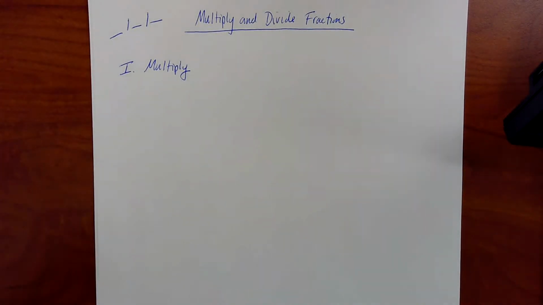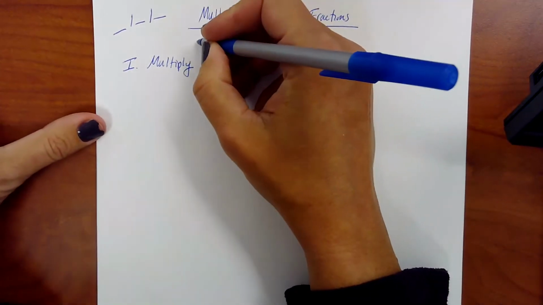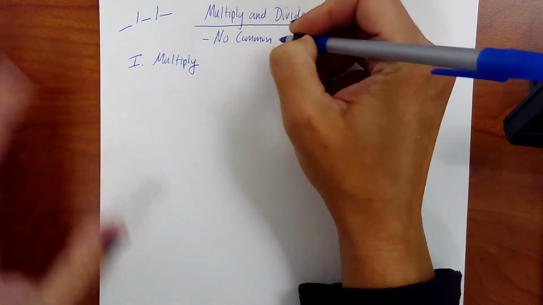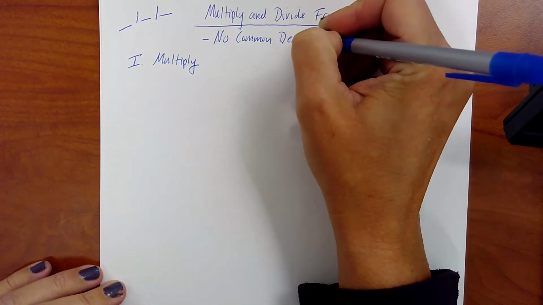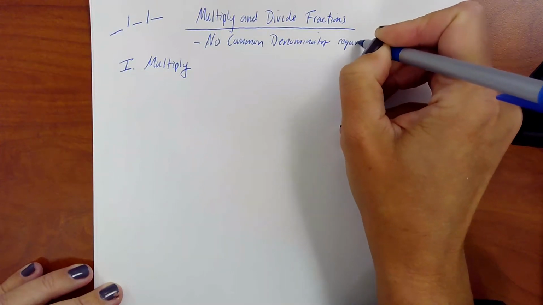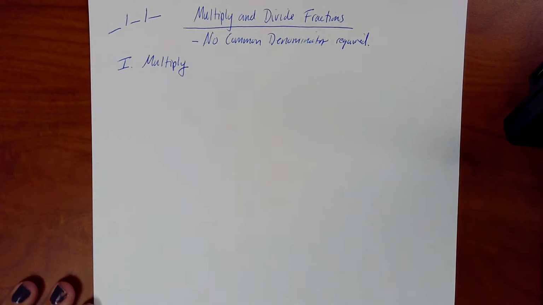All right, multiplying and dividing fractions. Actually, a little easier than adding. You do not need a common denominator. Maybe we could write that here. No common denominator required. Okay, so you don't have to find a common denominator.